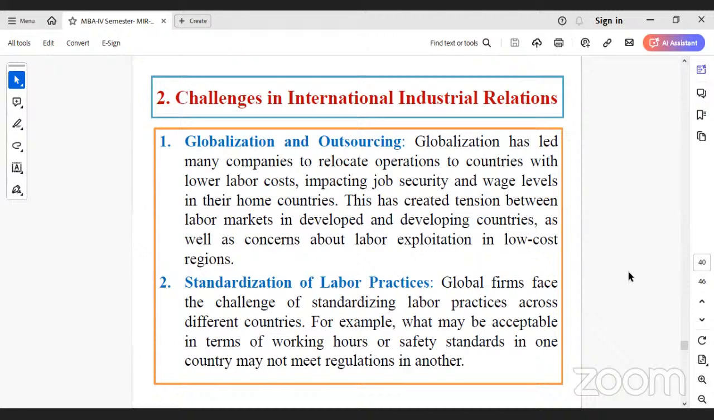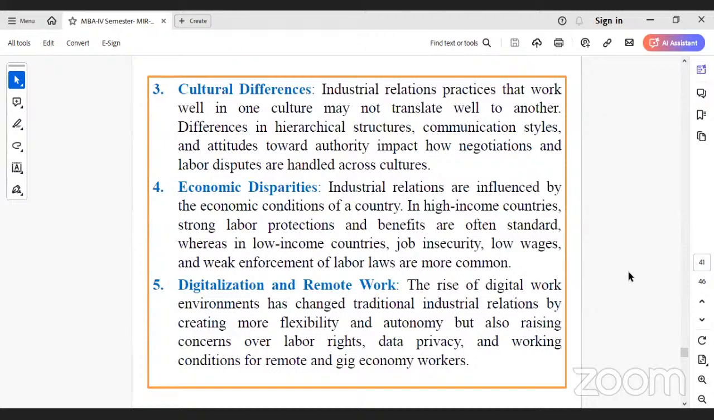And the standardization of labor practices. Global firms face the challenge of standardizing labor practices across different countries. For example, what may be acceptable in terms of working hours or safety standards in one country may not meet regulations in another. Standardization differs from company to company, industry to industry, and country to country. We can't say exactly, but companies certainly have to provide all these benefits to employees because they have to standardize working conditions.